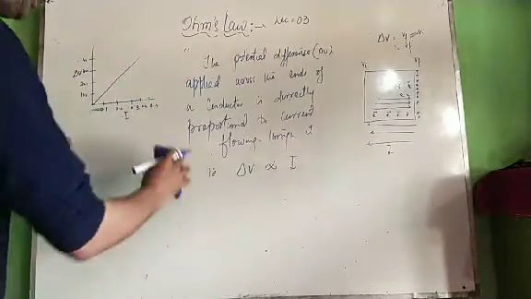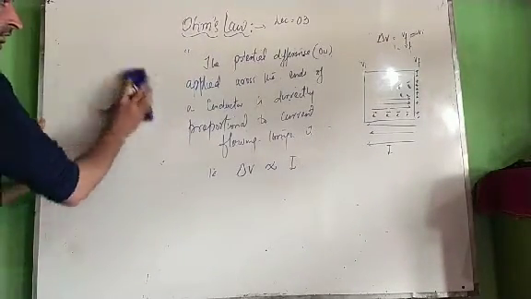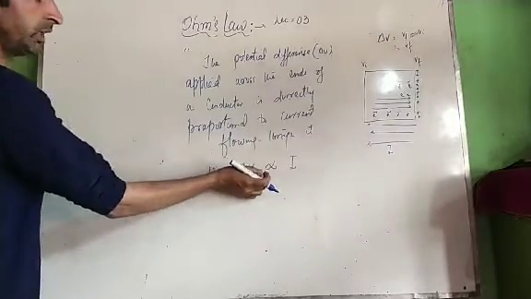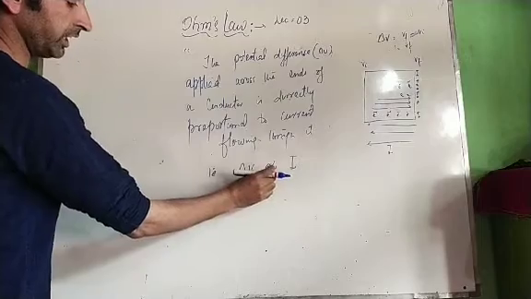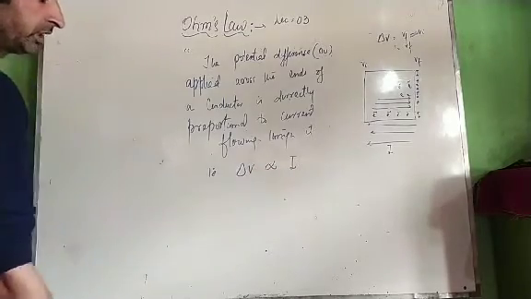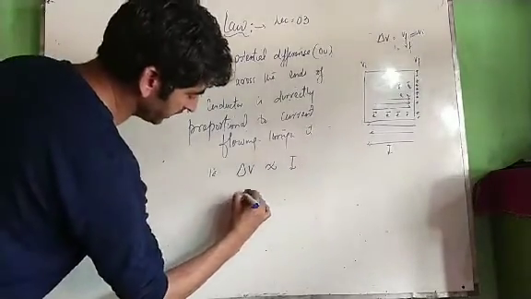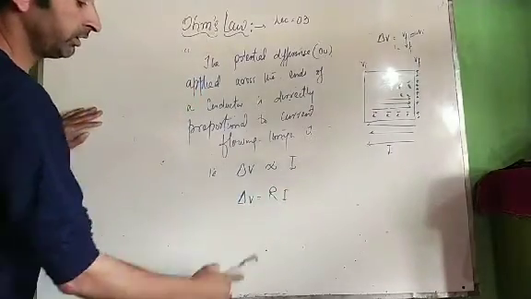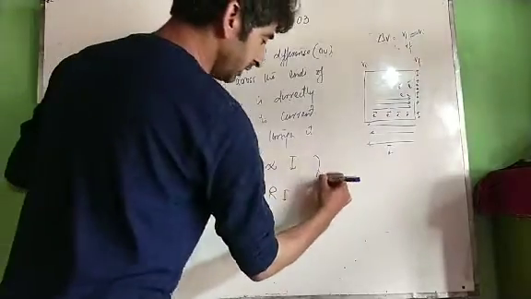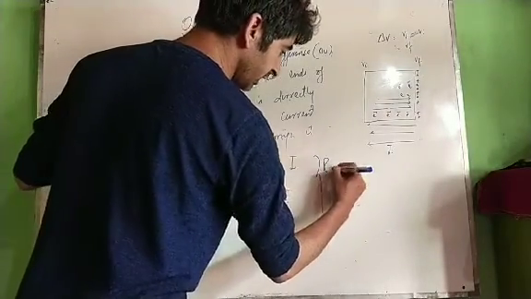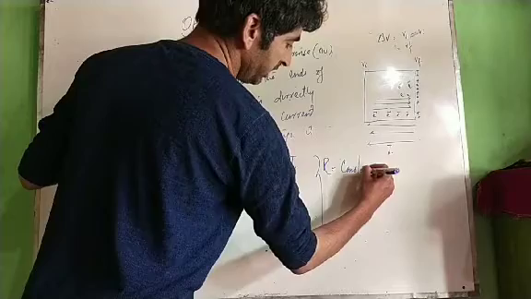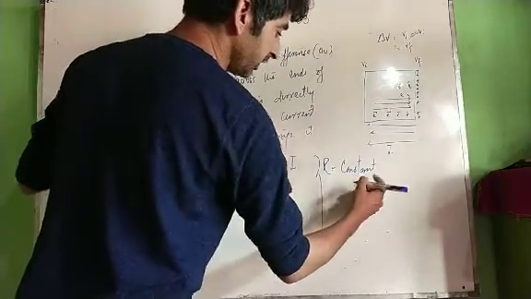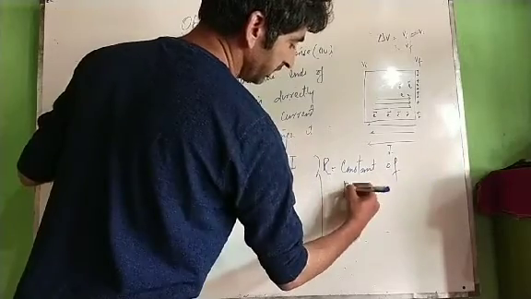Now let us move this equation forward. Whenever there is proportionality, we have to use an equality sign in place of proportionality. Now using the equality sign, we get del V is equal to R into I. Now what is R? Remember, R is constant. This is an important thing. It is the constant of proportionality.